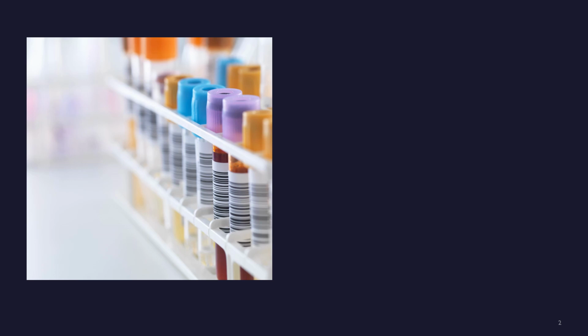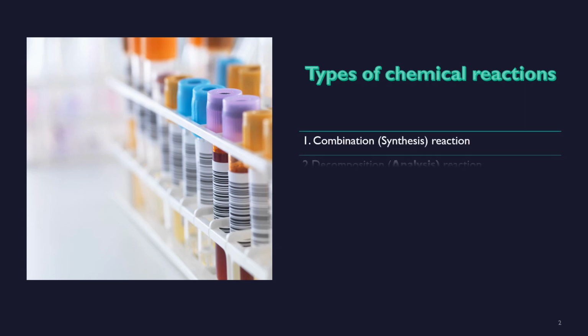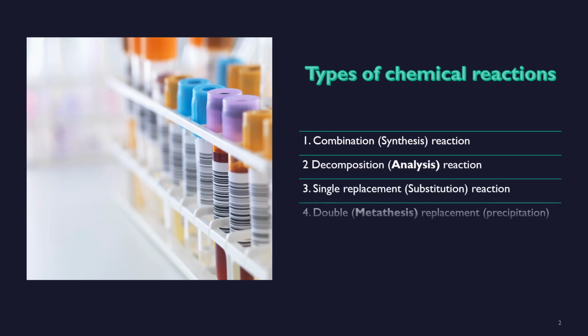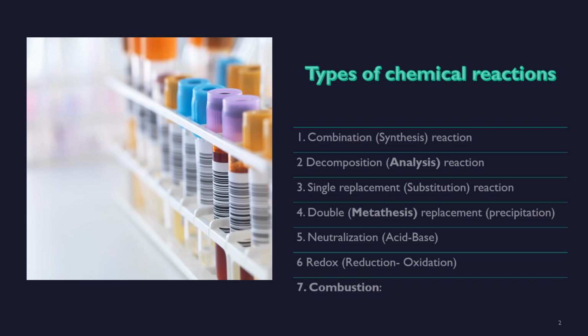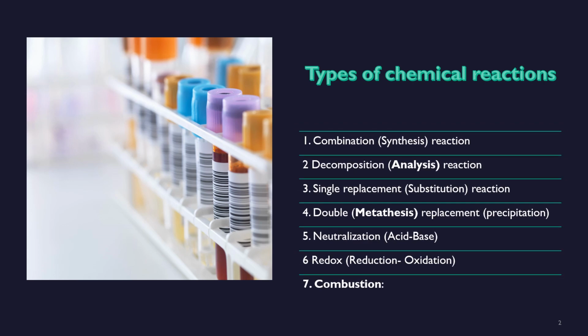Here, the fundamental types of chemical reactions are a total of 7. First, combination or synthesis reaction. Second, decomposition or analysis reaction. Third, single displacement or substitution reaction. Fourth, double displacement, metathesis or precipitation reaction. Fifth, neutralization or acid-base reaction. Sixth, redox reactions, in which reduction and oxidation occur. Seventh, combustion reaction. So these are some important types of chemical reactions.